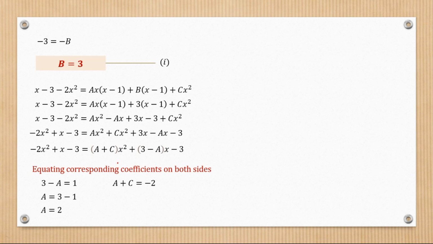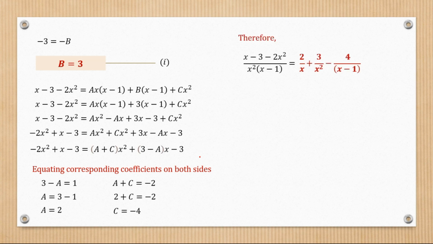So now that I know what a is, I can now find what c is. So you can also see that a plus c is equal to negative 2. And then we know that a is 2. So I can see that c shall be equal to negative 2 minus 2, which is negative 4. So now therefore, this is what we have. We have 2 over x plus 3 over x squared minus 4 over x minus 1. And that is how we express this in partial fractions.